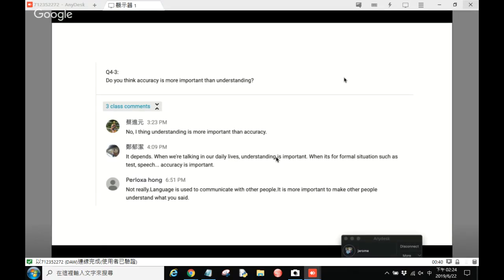So I'll talk now. Everybody's very practical, but thank you for reminding us. I will try to speak a little bit slower. Again, if you have questions or I'm speaking too fast, let us know. So do you think accuracy is more important than understanding? This is the second group of questions. No, I think understanding is more important. It depends, and then not really. I think most people have somewhat similar ideas. Let's move on.